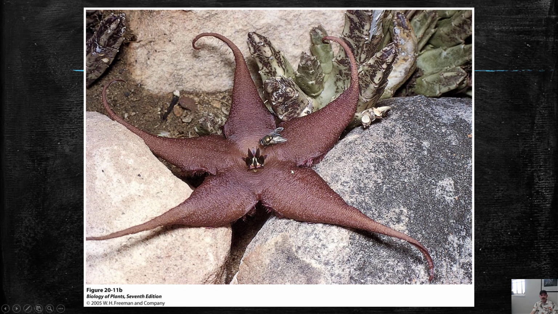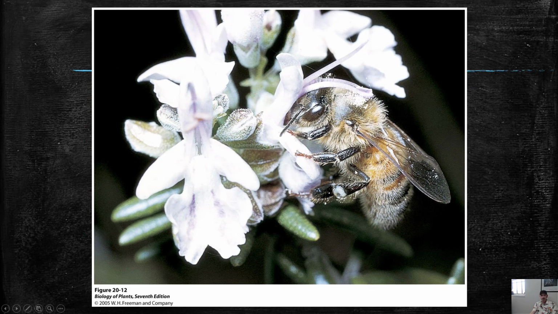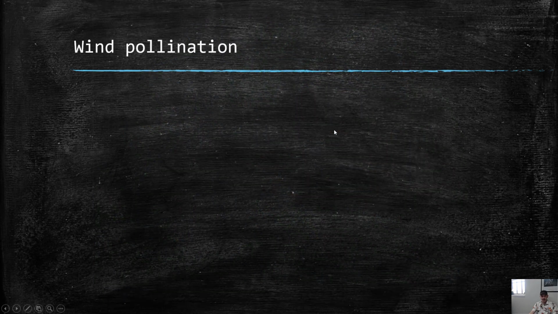Here is a plant pollinated by flies. This plant looks like meat, and it smells like death. It smells like rotten meat. Flies come to it, spread pollen around. Bees, of course, are a huge pollinator, very important pollinator. You can see this one covered in pollen. They go from flower to flower. Flowers give them nectar. Bees transfer the pollen. It's a mutual relationship. Both benefit from that relationship.